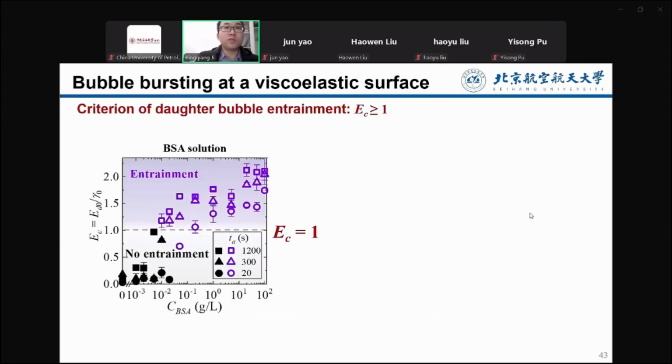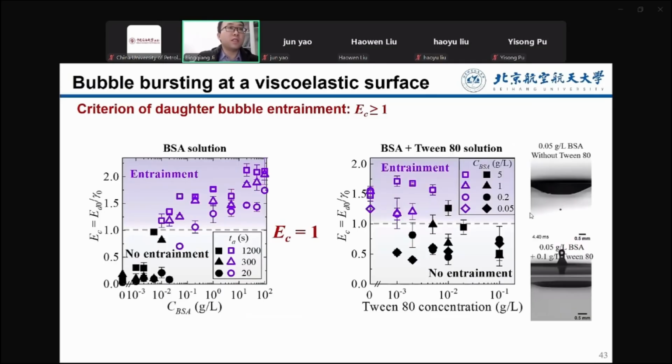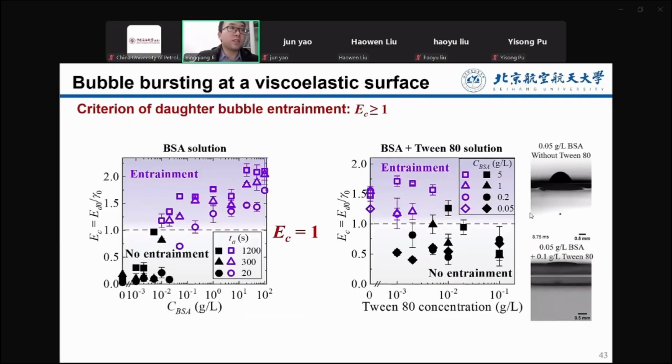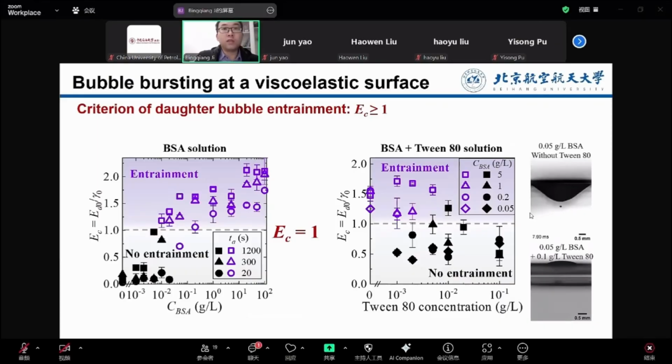So if we replot the regime map regarding the elastocapillary number EC, we find that EC indeed determines the occurrence of bubble entrainment phenomena. This also holds when adding a small molecular surfactant Tween 80 into the protein solution to adjust the degree of surface elasticity. And this means that the competition between surface tension and the surface elasticity matters. When the surface elasticity effect outweighs the capillary effect, or EC is larger than 1, bubble entrainment can happen.